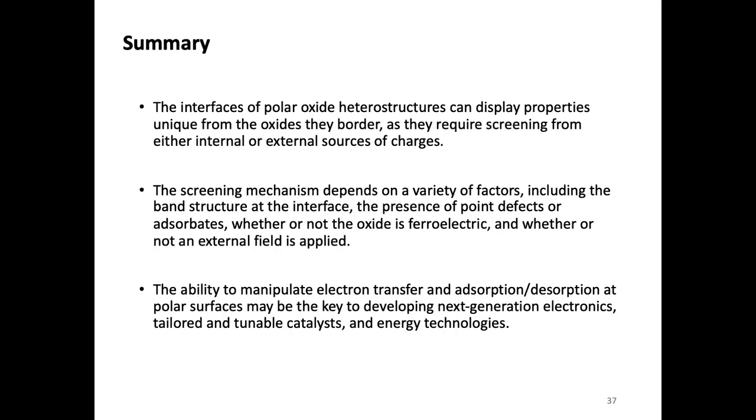So let me summarize my talk. Again, the interfaces of polar oxide heterostructures can display properties unique from the oxides they border, as they require screening from either internal or external sources of charges. Second, the screening mechanism depends on a variety of factors, including the band structure at the interface, the presence of point defects or adsorbates, whether or not the oxide is ferroelectric, and whether or not an external field is applied. Third, the ability to manipulate electron transfer and adsorption/desorption at polar surfaces may be the key to developing next-generation electronics, tailored and tunable catalysts, and energy technologies.